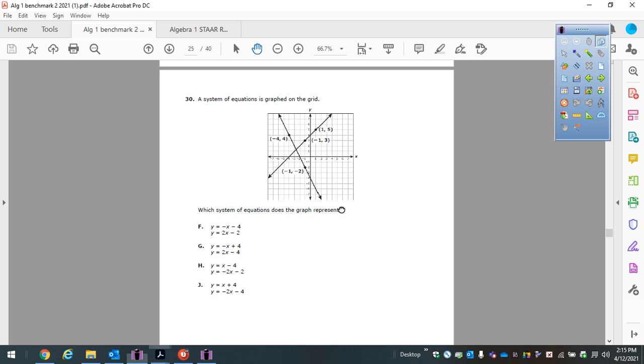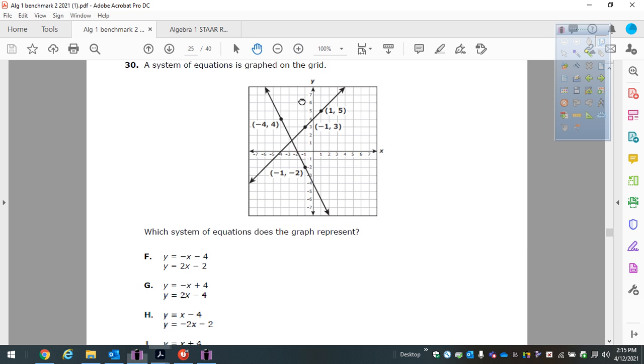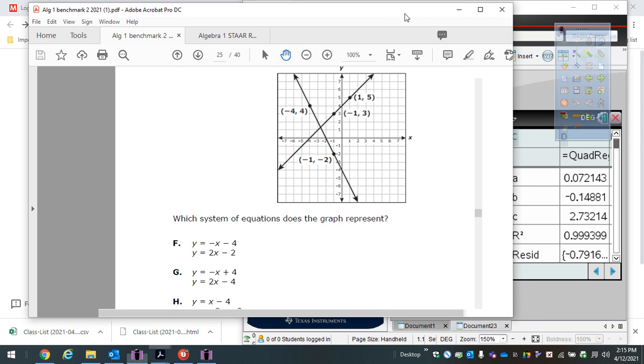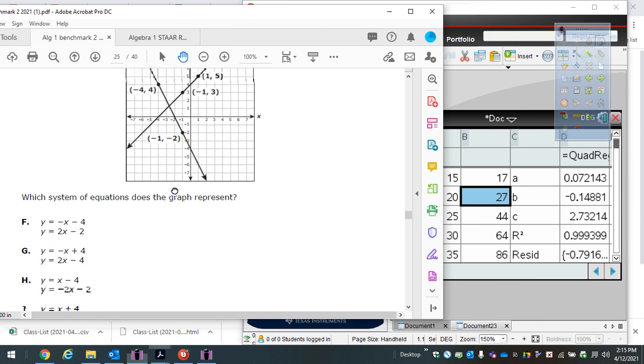We'll do 2 more. That's it. Okay, so the system of equations graphed on the grid. Which system of equations does the graph represent? I don't know why they give you these things. They're just basically saying graph them over and over. Like, just graph them. I think seriously that's what this thing is asking.